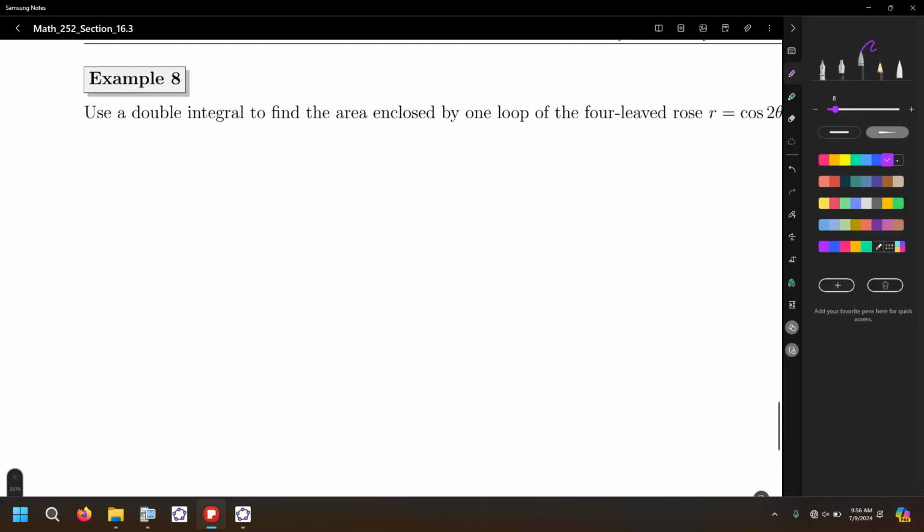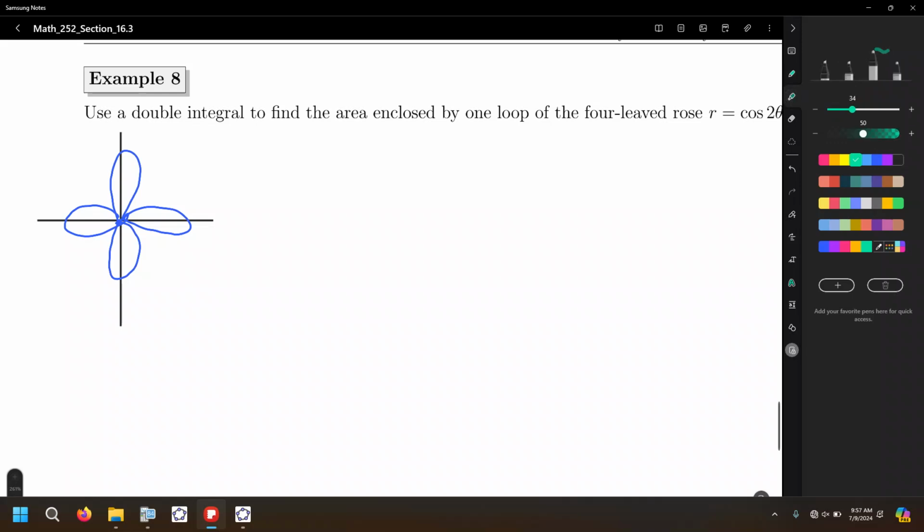So number 1. All right, so we're finding the area enclosed by one of the loops, and you may choose your favorite loop here. Doesn't matter. I'm going to choose the first. What do I mean by the first one? The one that involves the positive x-axis. That's what I will refer to as the first one.